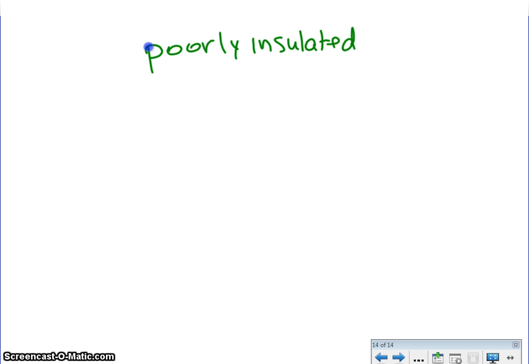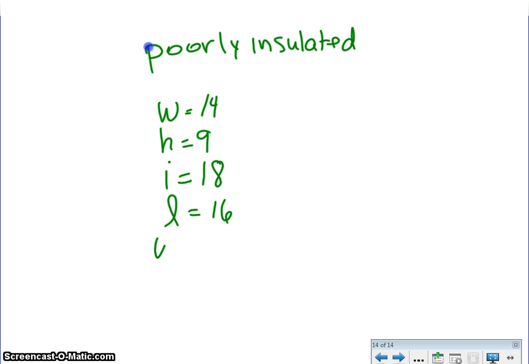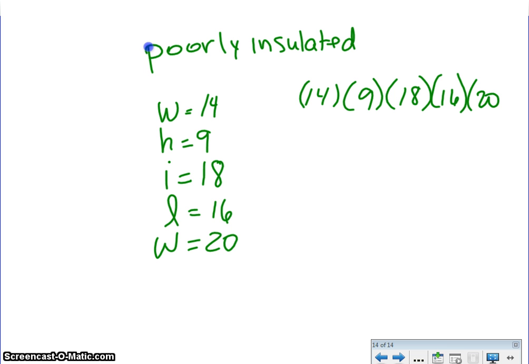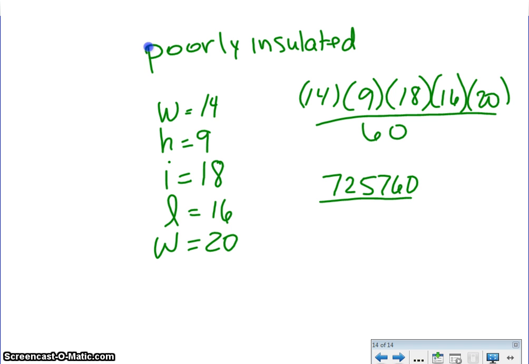Okay, let's see how you did. So, the width is still 14. The height is still 9. The insulation, that's what changed. It becomes an 18 now. The length is still 16, and it still faces west. So when I create this equation, I've got 14 times 9 times 18 times 16 times 20, all divided by 60. This time I end up with 725,760.